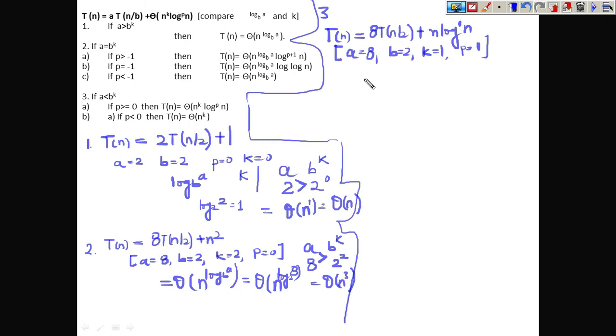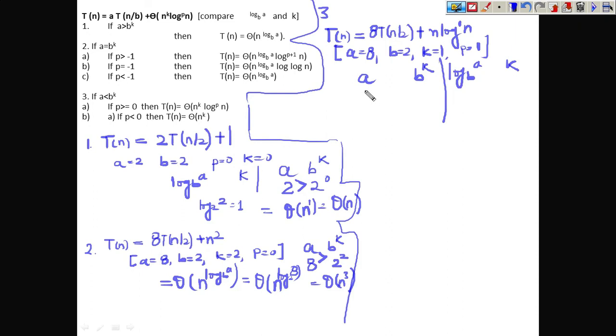So again we start with comparing the two values, a and b power k, or you can compare these two things, log a base b and k. We can do it in both ways, whichever is comfortable to you. Actually both have the same meaning. Whichever is comfortable to you, you can use that.